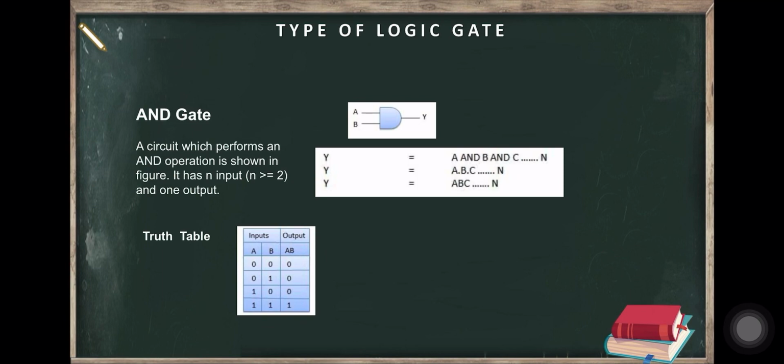The result for the truth table is shown as follows. When the A input is 0 and the B input is 0, the answer will be 0. 0 times 0 is 0. When the A input is 0 and the B input is 1, the answer will be 0. 0 times 1 is 0, and so on.